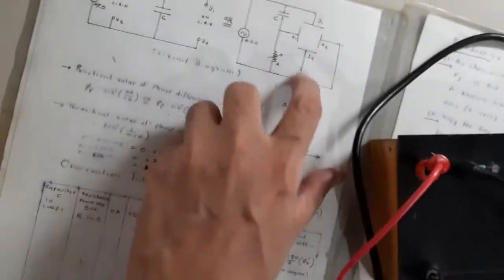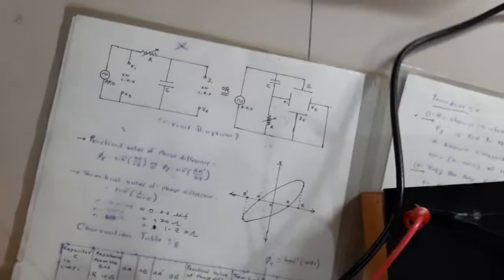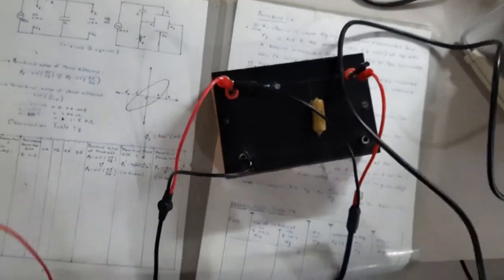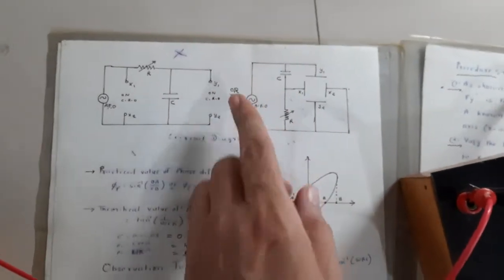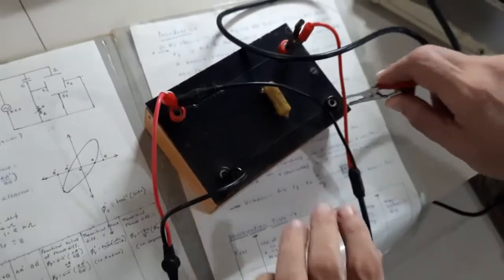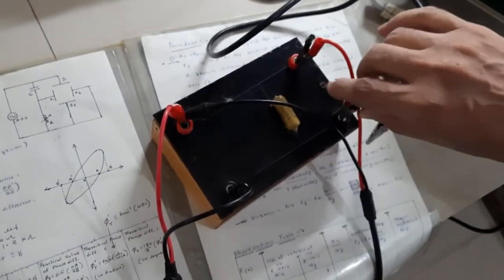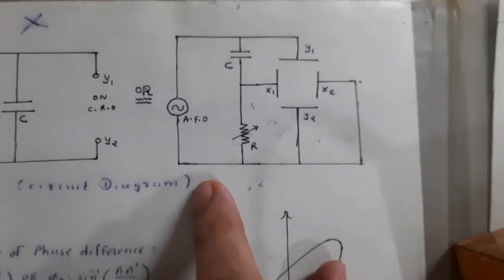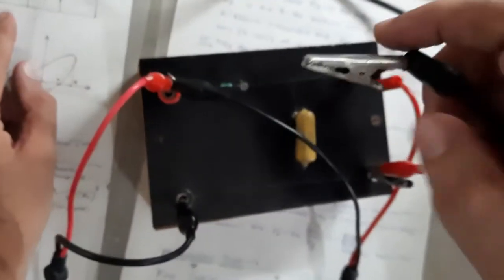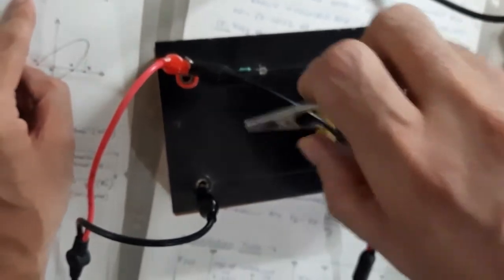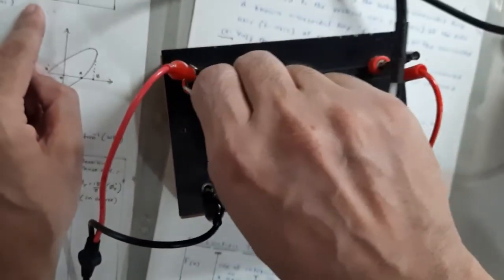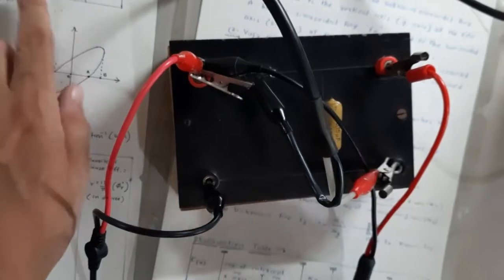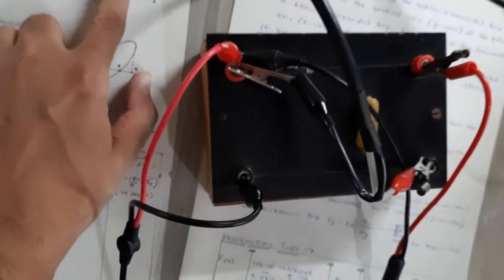What is your Y1, Y2? This is your Y1 and Y2. Y1 is connected to the C in which the AFO is connected. Y2 is connected to the R in which the AFO is connected. In this way you have to connect the circuit.